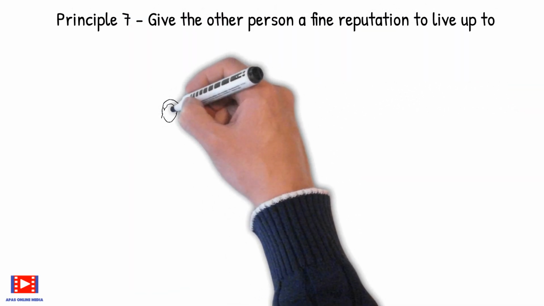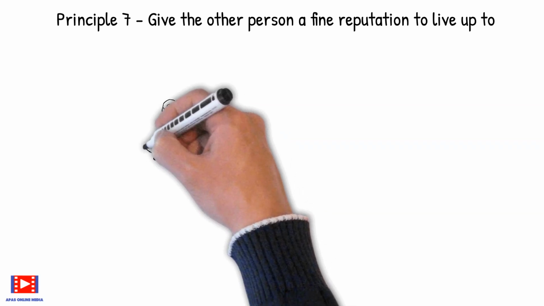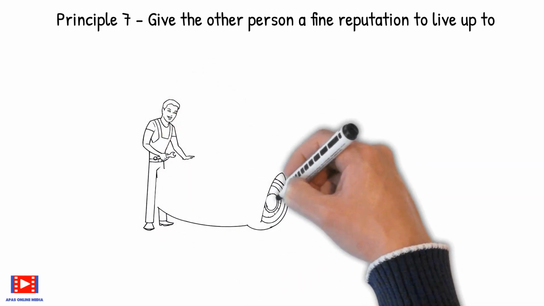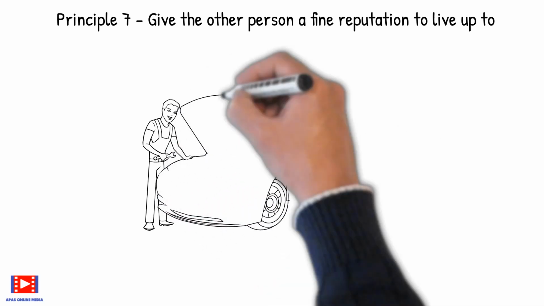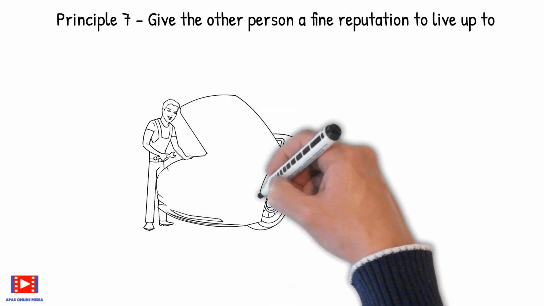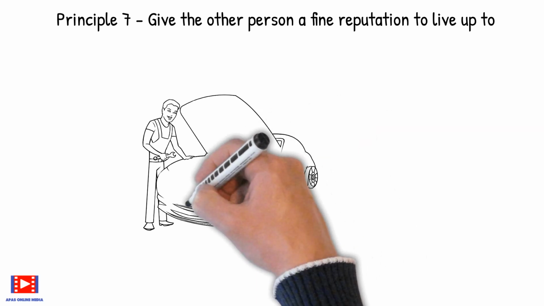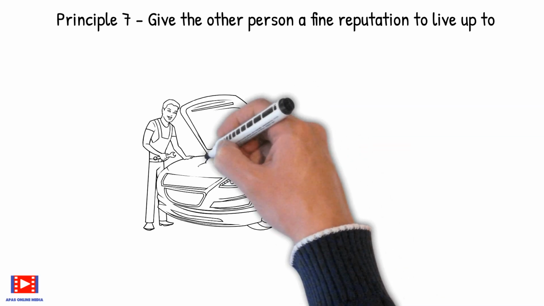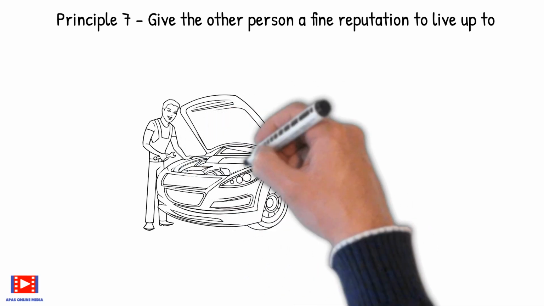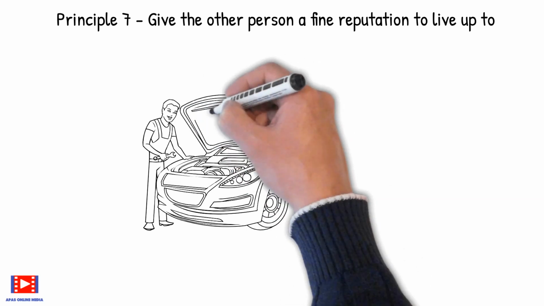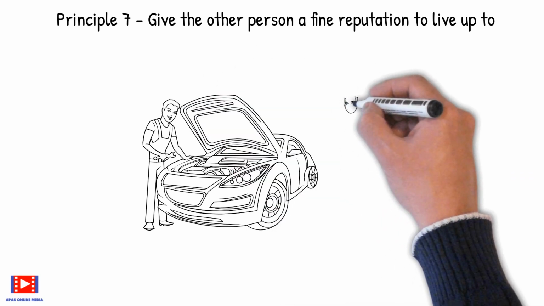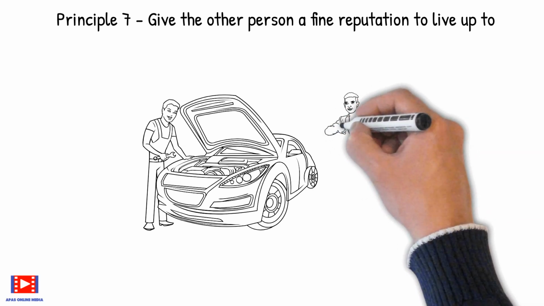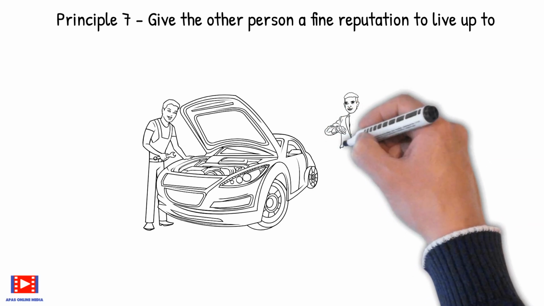Principle 7. Give the other person a fine reputation to live up to. What do you do when a person who has been a good worker begins to turn in shoddy work? You can replace that person with someone else, but that really doesn't solve anything. Instead, a leader should always talk heart to heart with that person. Tell that person of his or her own achievements in his or her own line of work.